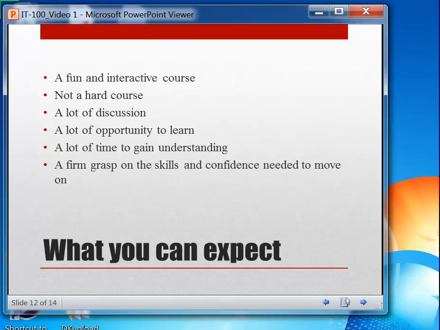So at the end of the semester, you're ready and you actually know those terms. Hope that makes sense again. You'll be given a lot of time to gain understanding. That's my point there. Once again, you got all 15 weeks to gain some decent understanding on this. And finally, our ultimate goal that you can expect is a firm grasp on the skills and the confidence needed to move on. I want you to walk into those foundation classes that we spoke of totally confident and ready to learn something new.